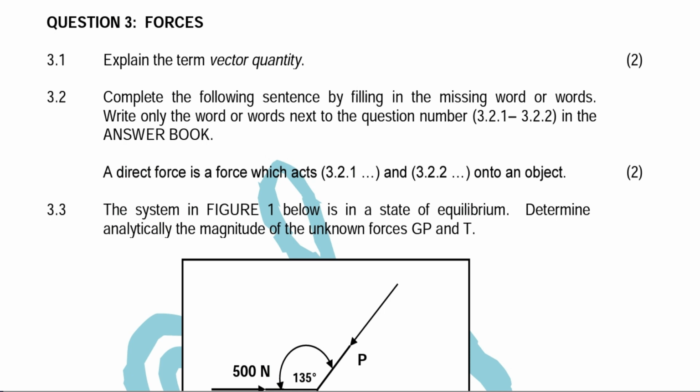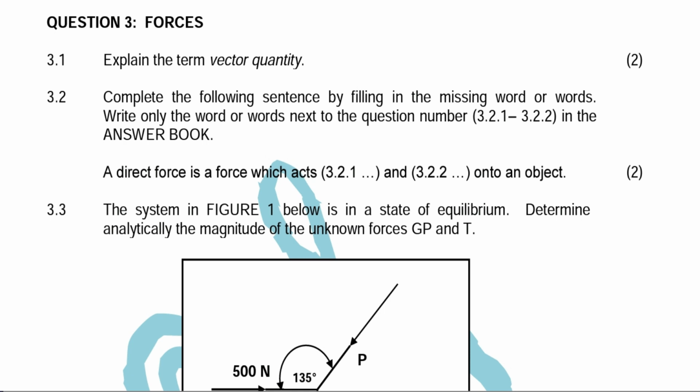We are looking at an exercise today, and we're still doing Forces, Engineering Science N3. We're looking at a question from the question paper that was written on the 30th of March 2017. It's question number 3 and we are going to start from 3.1. 3.1 says explain the term vector quantity. We know a vector quantity is a quantity which possesses magnitude and direction, like force, speed, etc.